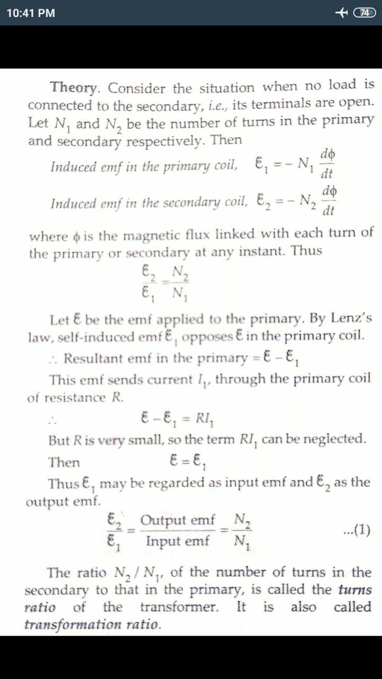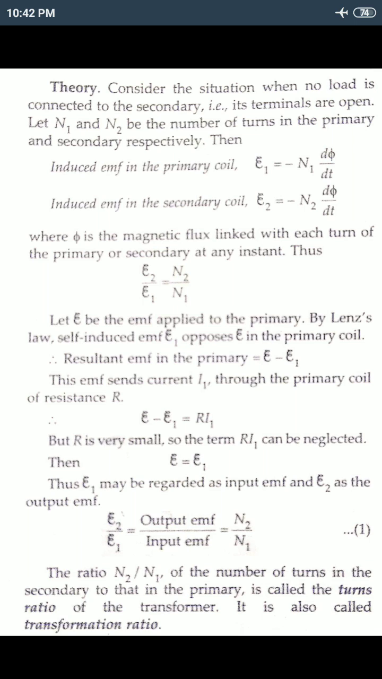So the resultant EMF of the primary is E minus E1. Always E is greater than E1. So E minus E1 is the resultant EMF in the primary. This EMF sends current I1 through the primary coil of resistance R. So we can write E minus E1 equals I1 into R from Ohm's law. But that resistance is very small, so the term I1R can be neglected. So we can write E equals E1.